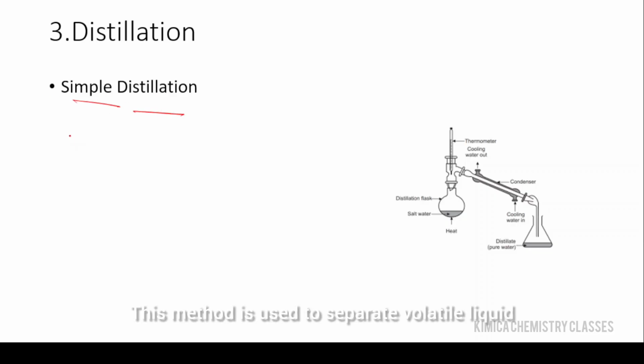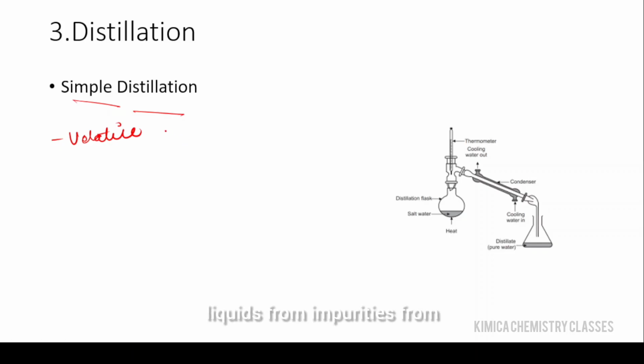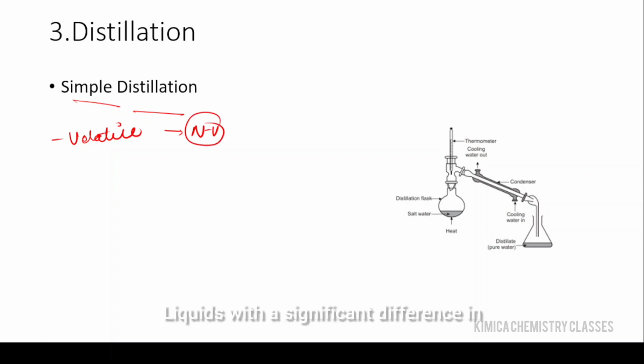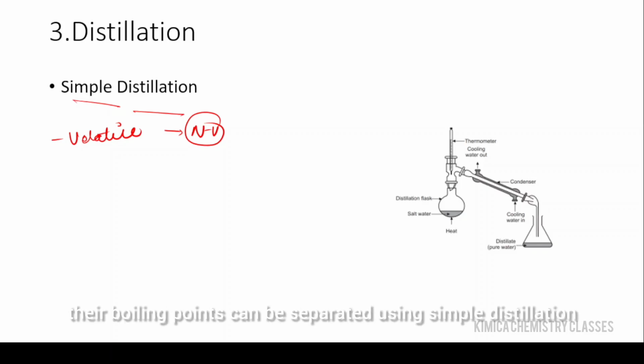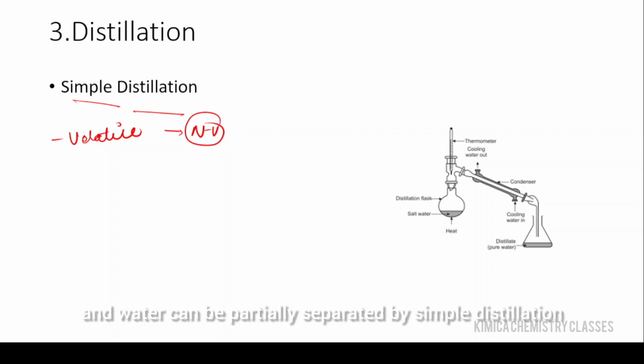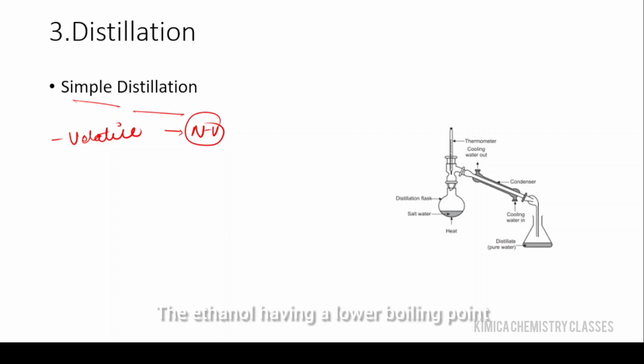This method is used to separate volatile liquids from non-volatile impurities. Liquids with a significant difference in their boiling points can be separated using simple distillation. For example, a mixture of ethanol and water can be partially separated by simple distillation. The ethanol, having a lower boiling point, will vaporize more readily and can be collected.